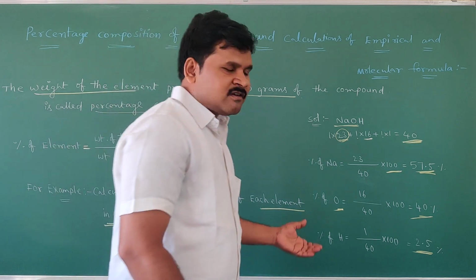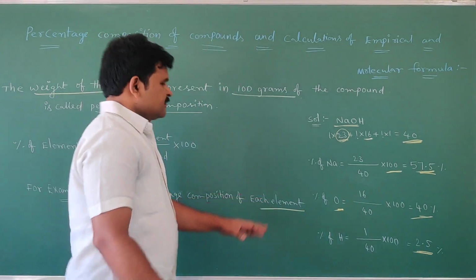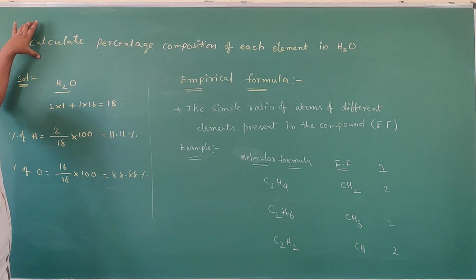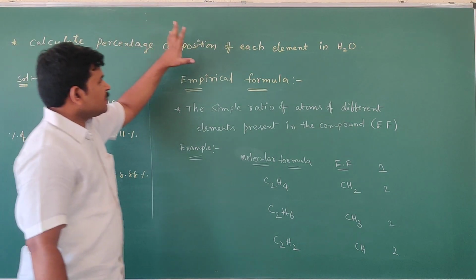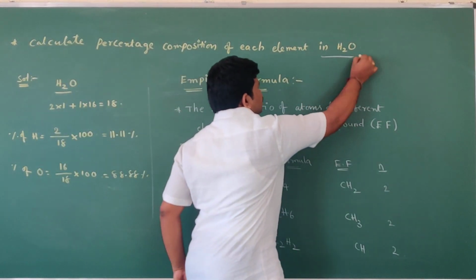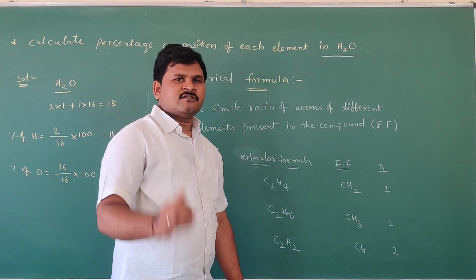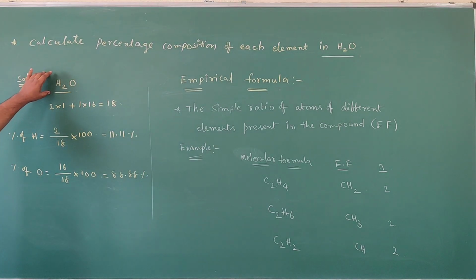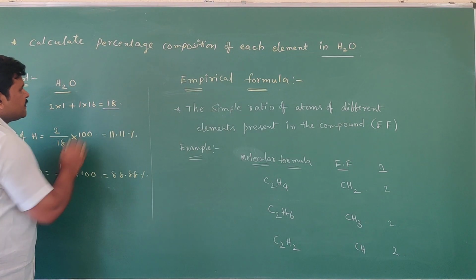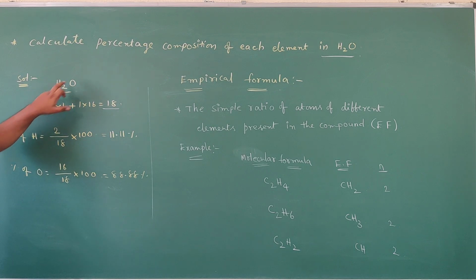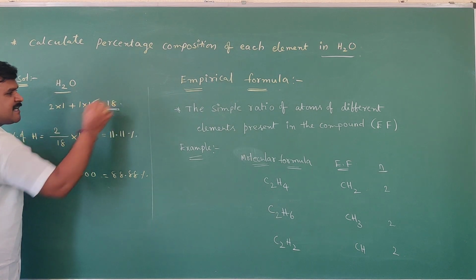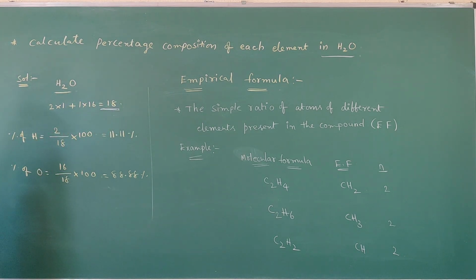We will discuss one more example. Next, another example: water. Calculate percentage composition of each element present in H2O, that is water. First we have to calculate molecular weight. For H2O, what is the molecular weight? 18. Why? 2 hydrogen atoms, 1 oxygen. The hydrogen atomic weight is 1, the oxygen atomic weight is 16. So by calculation you will get 18, the total molecular weight of the compound.